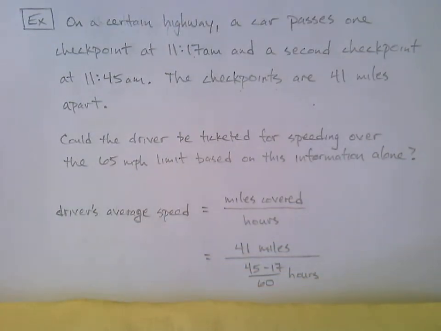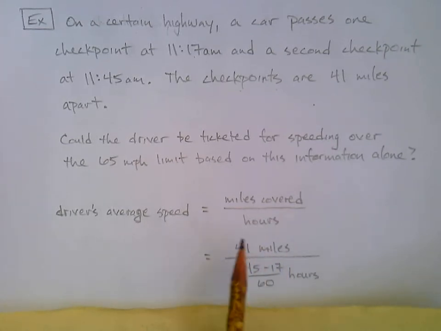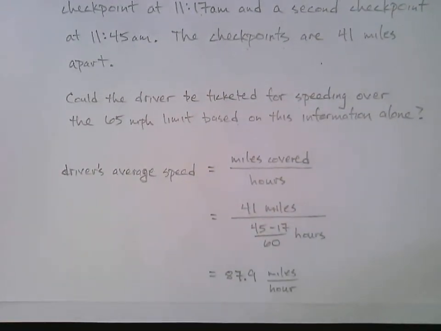Well, he covered 41 miles. And if we want the number of hours it took, well, 45 minus 17, I just took the minutes, and that's how many minutes it took. So then I've got to divide that by 60 so that I get the number of hours. So what is it, like 28 minutes or so? But then I divide the 28 minutes by 60 to get the number of hours. All right, if we compute that, what's the driver's average speed in miles per hour? It turns out his or her average speed is 87.9 miles per hour.